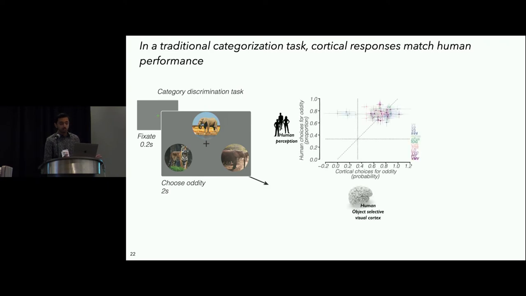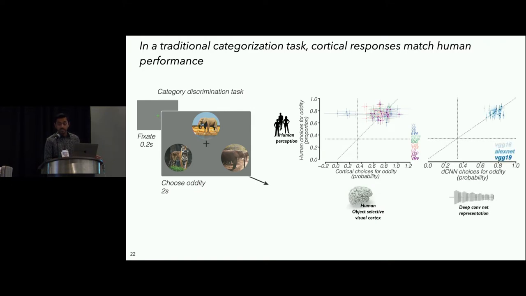So on this task, we found that BOLD responses, plotted here on the x-axis, were able to match human performance, plotted on the y-axis, quite well in most high-level visual cortical areas. So the BOLD responses that we're measuring contain useful information for discriminating between different categories of objects that have different visual features. Similarly, the DCNN models match human performance quite well. All of this is quite unsurprising given what we know about the category selectivity of human ventral visual cortex and deep convolutional neural network models.